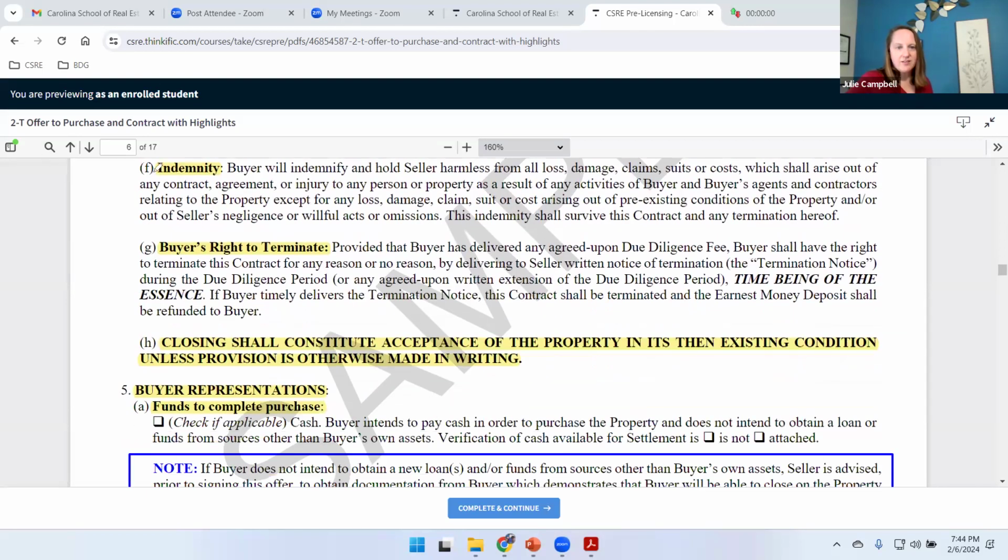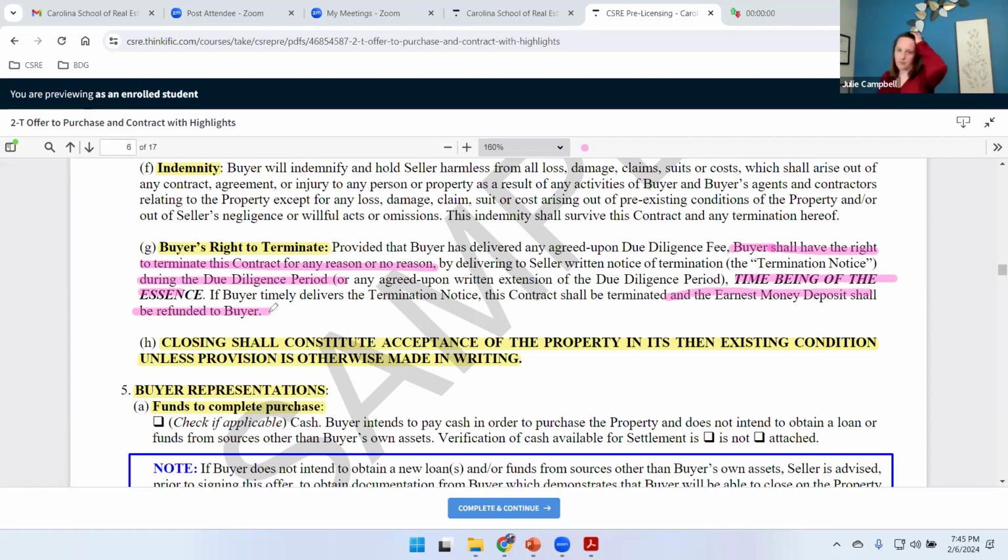Provided that the buyer has delivered any agreed upon due diligence fee, the buyer shall have the right to terminate this contract for any reason or no reason during the due diligence period, that time being of the essence. If the buyer timely delivers that notice of termination, this contract shall be terminated and the earnest money deposit shall be refunded to the buyer.